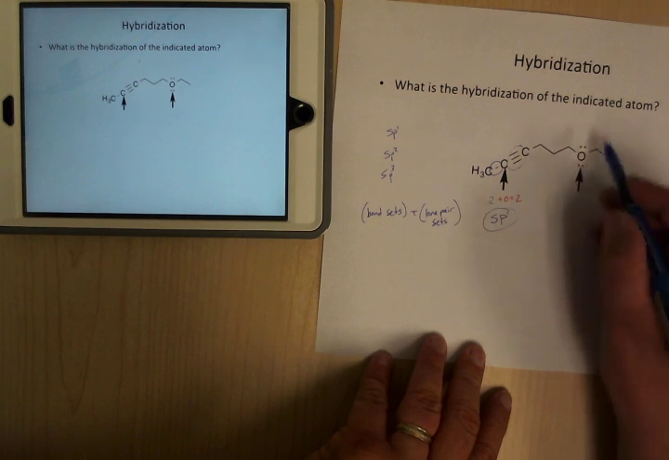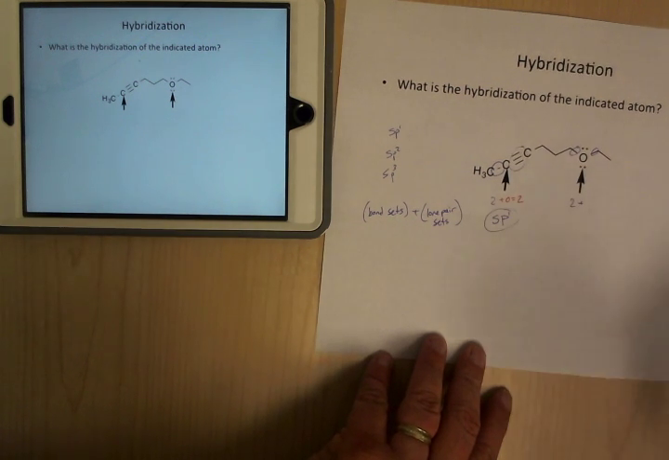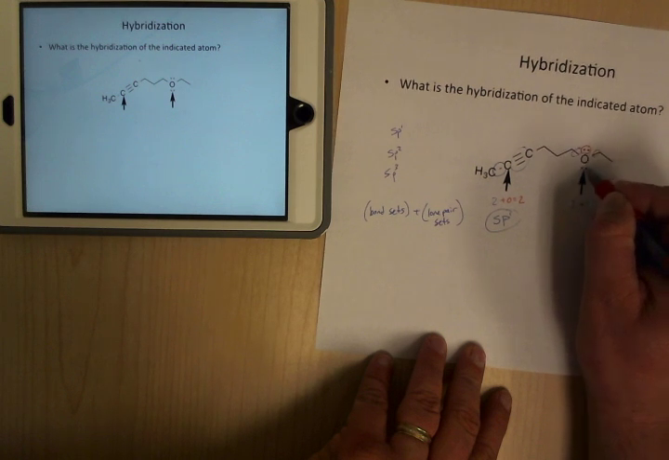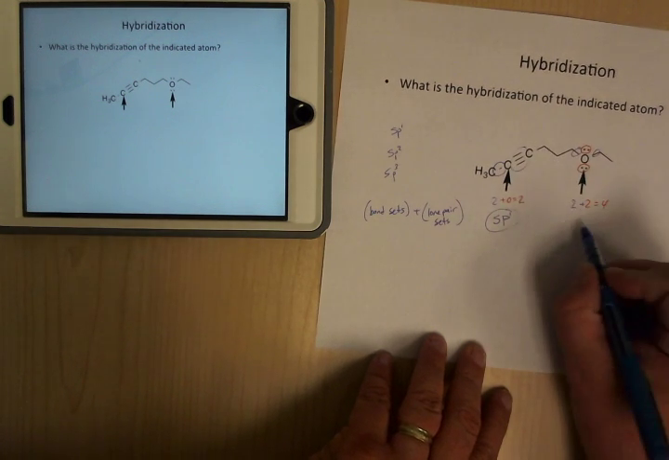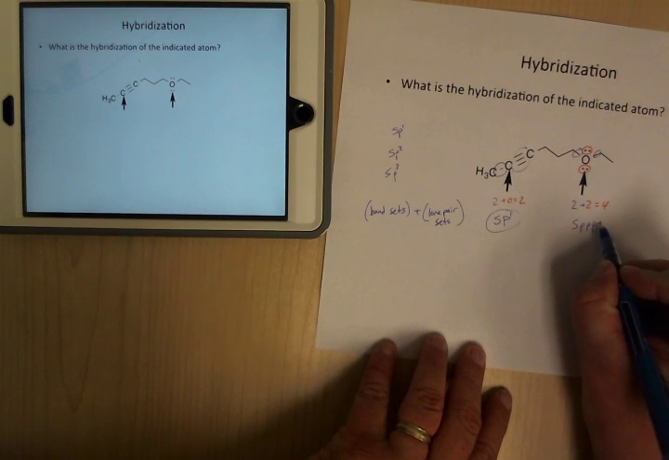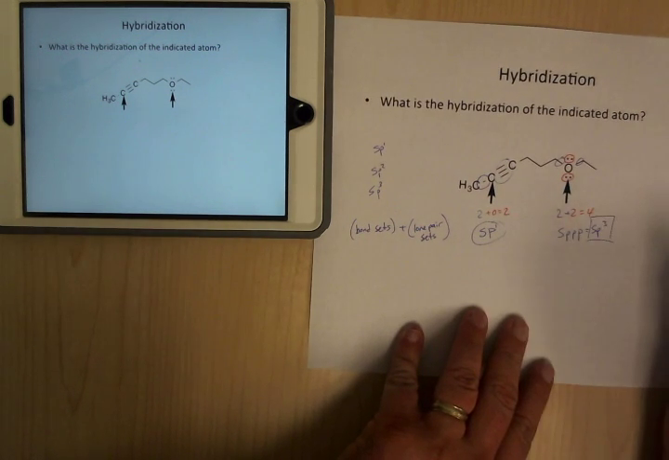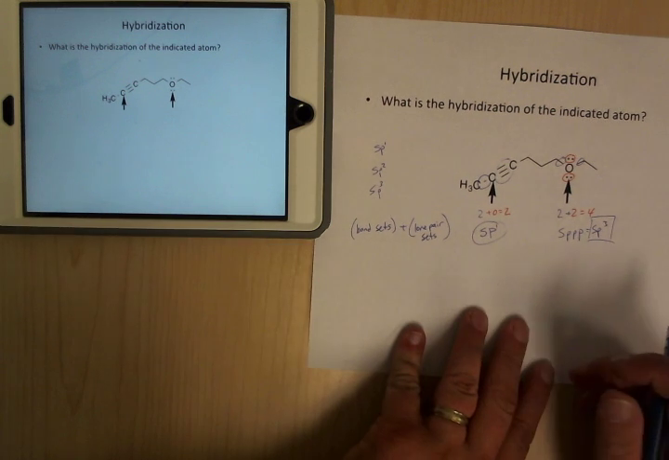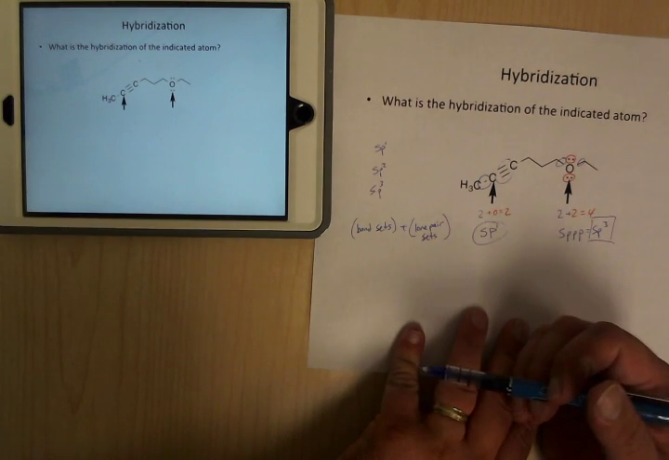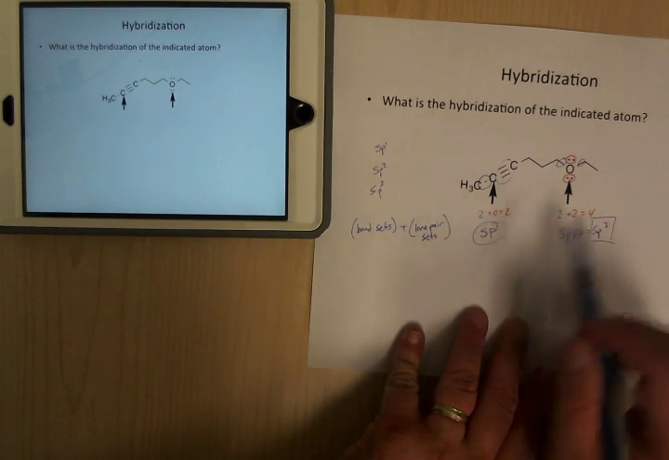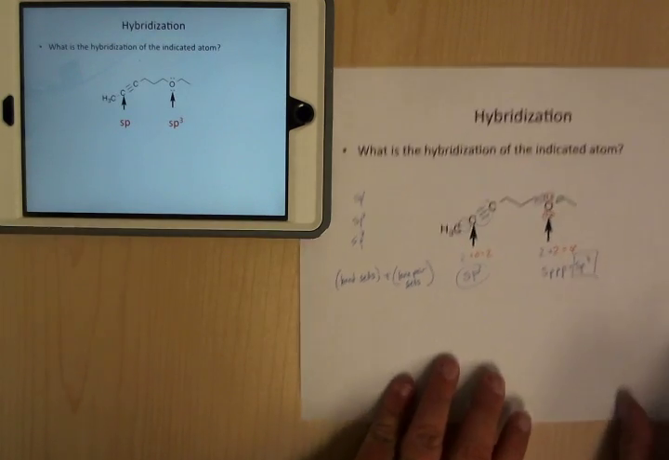For this one here, we have 2 bond sets plus 2 lone pairs, so it's 4. That means we're going to have 4 letters. So you go S, P, P, P, which is SP3, or SP cubed. So there we go, that's what you're looking for. Just don't forget that single, double, and triple bonds in this case all count the same. So there we go.